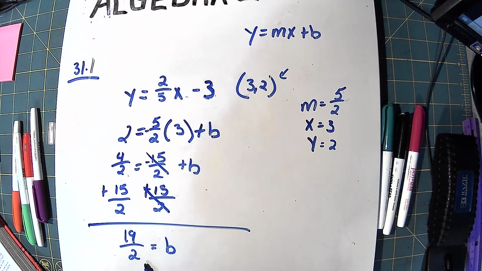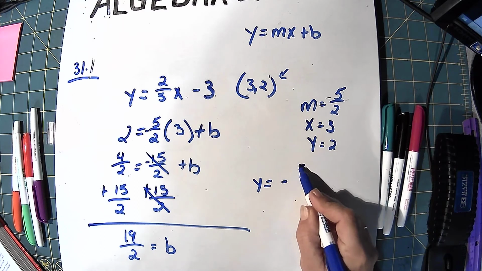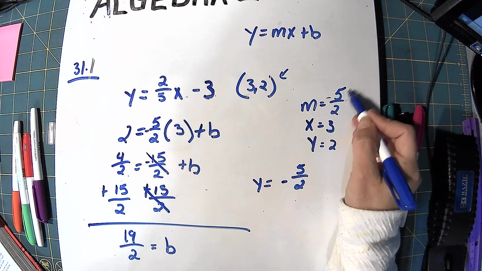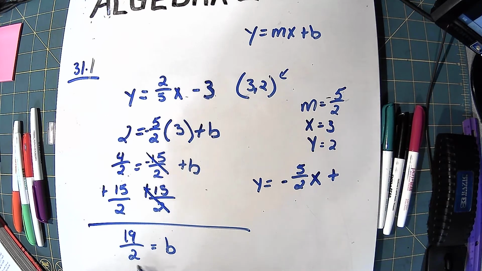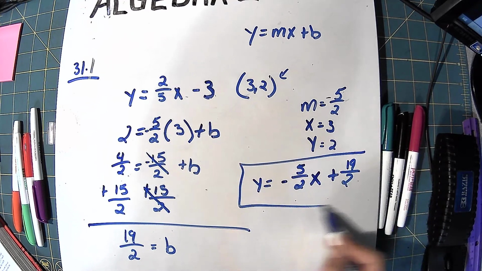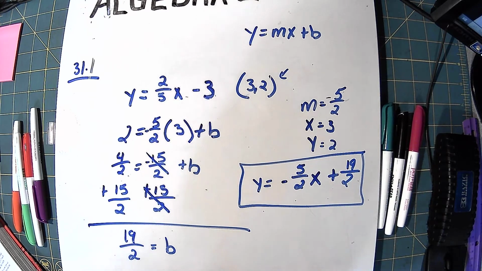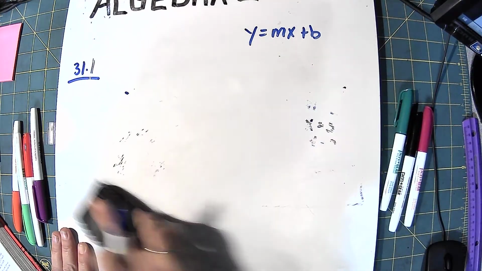Okay, so now we know our b value, and we can write our equation for our line, which is y equals negative 5 over 2, that's our m, x plus b, which is 19 over 2. So that's your answer right there. Okay, that's how you do that kind of problem. That's 13.1.